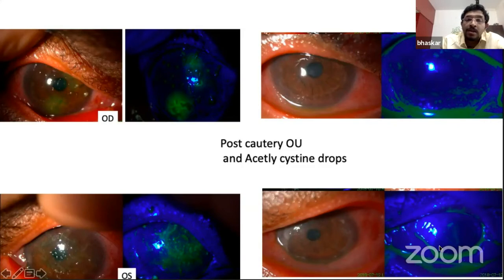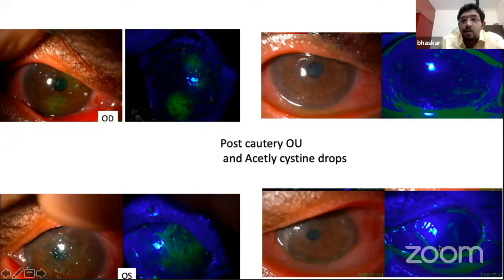She was already on cyclosporine, on steroids. She was already under the care of a rheumatologist for her RA. So since the dryness was very severe, and in spite of steroids and cyclosporine, the inflammation was not coming down, we did a cautery for her. Post-cautery, she improved. For the filaments, we also gave her acetylcysteine.